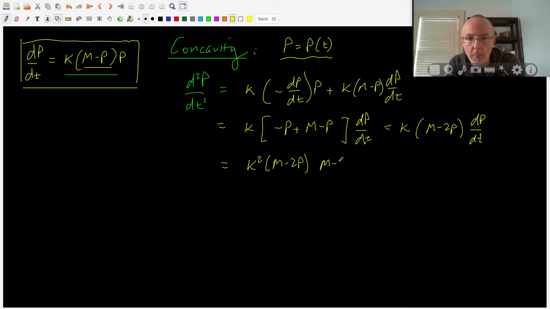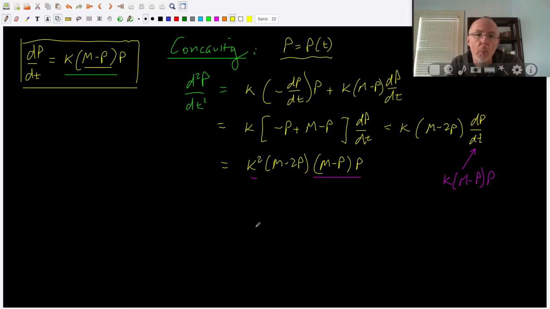I also end up with a term m minus p and a term p. Right? I'm literally plugging in for this. This thing is k (m minus p) times p, and I plug that in. There's the k(m minus p), and one of the k's is there. Or the m minus p and the p. One of the k's is there.